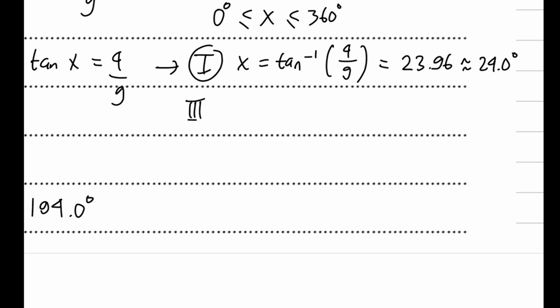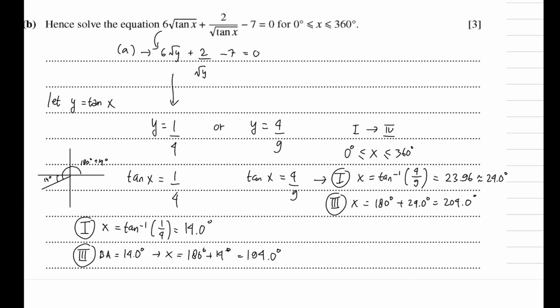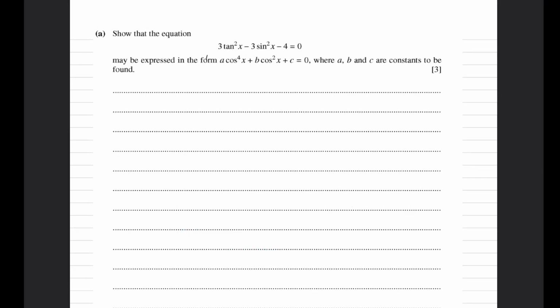The third quadrant solution, do the same thing. You just add 180 degrees, and then you will get 204.0 degrees. So now we have four solutions for our equation. Okay guys, let's do the last question in the video.